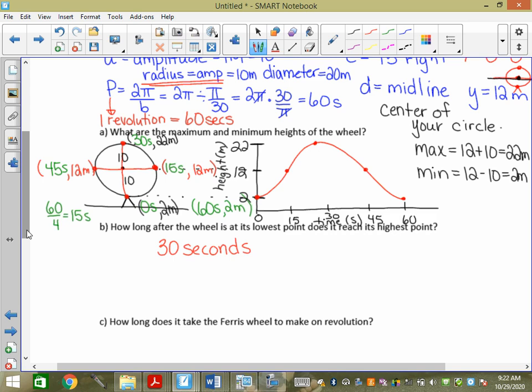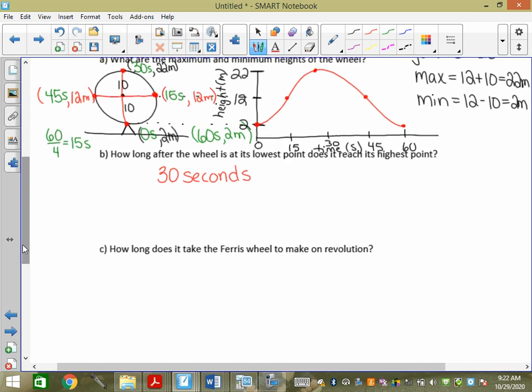How long does it take the Ferris wheel to make one revolution? Yeah, good typing. One revolution. How long does it take to do one revolution? Yeah, 60 seconds.